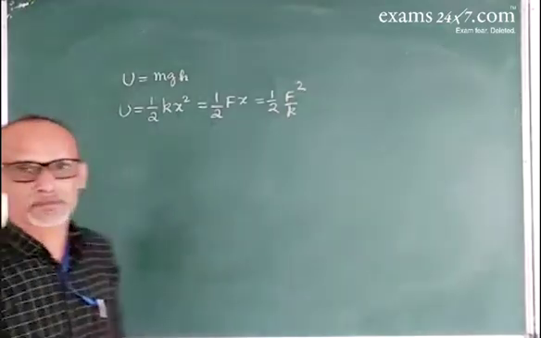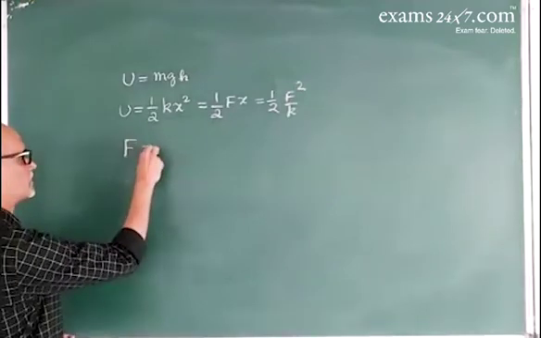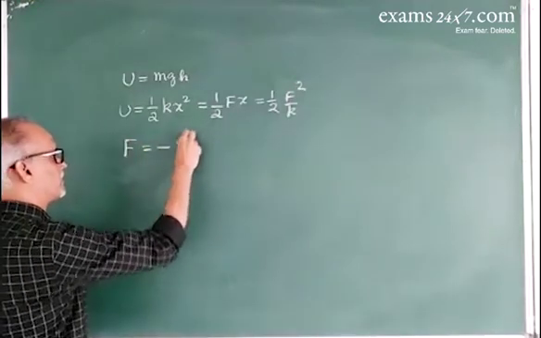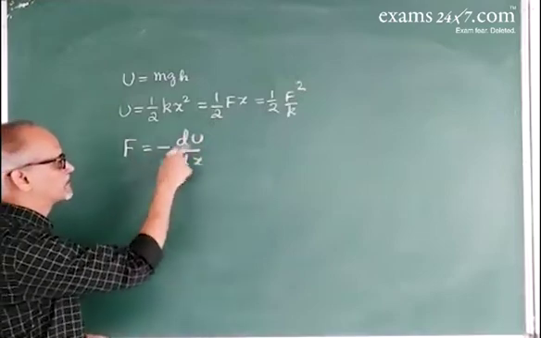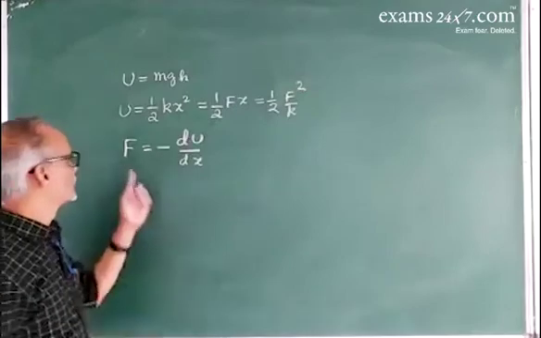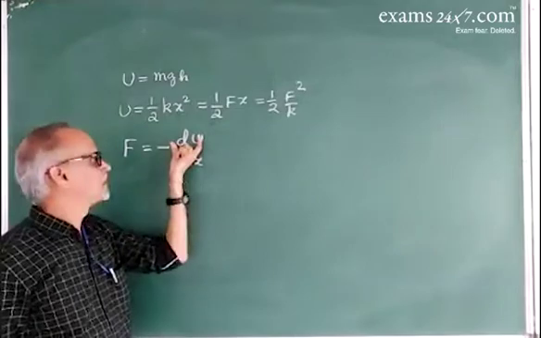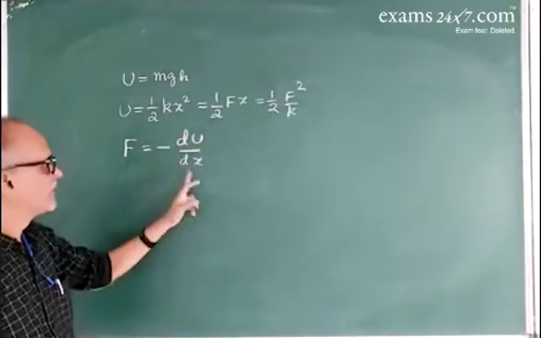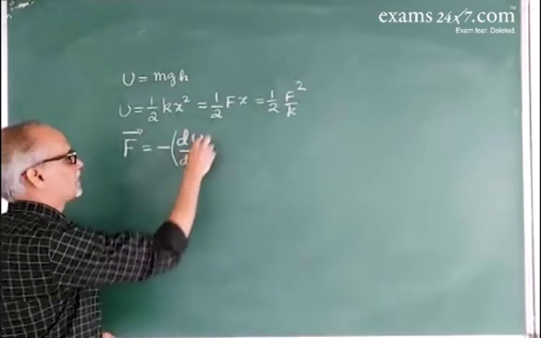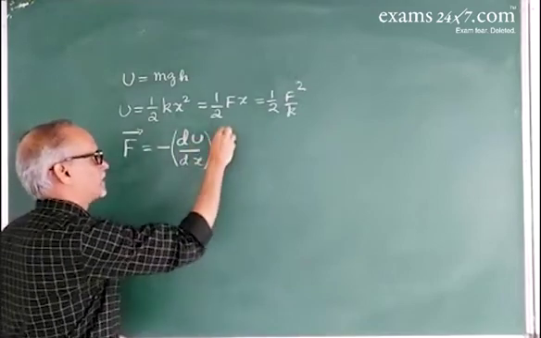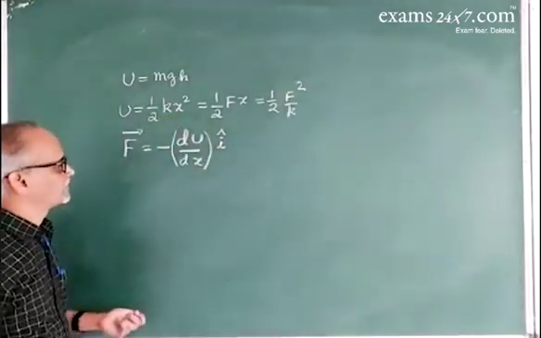Potential energy and force are related. Force is a measure of negative potential energy gradient. F is equal to minus dU by dx. Force is a vector. Energy is a scalar. But energy gradient is a vector quantity. So therefore, I can write this vector F is equal to minus dU by dx, then i cap. So this is how we write the equation in the vector form.